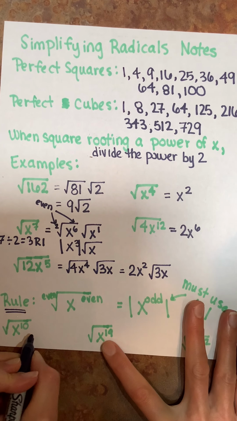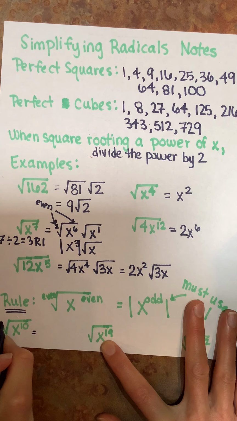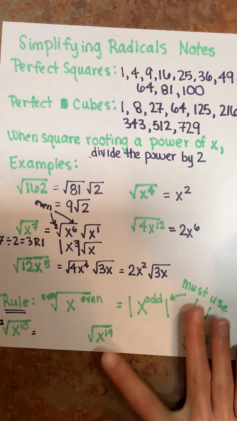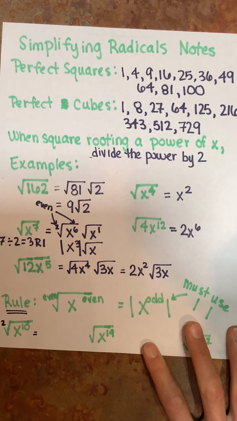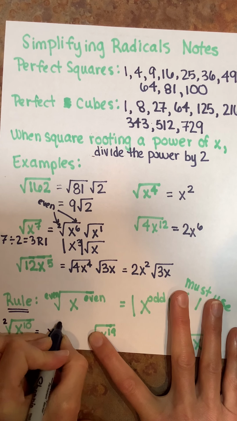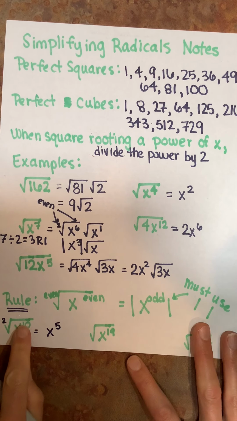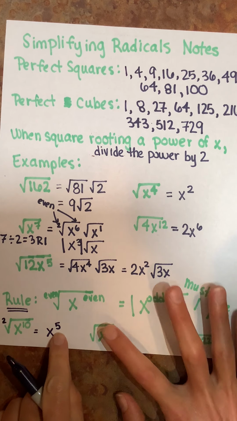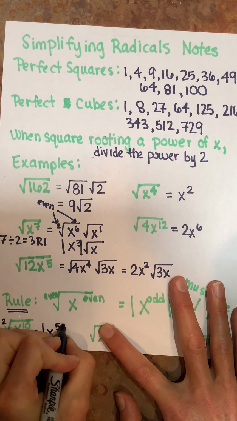Okay, this guy. So the index here is even because a square root has an index of 2. When we square root x to the 10th, we divide the power by 2. Oh, even, but my answer is an odd power. Need absolute value.